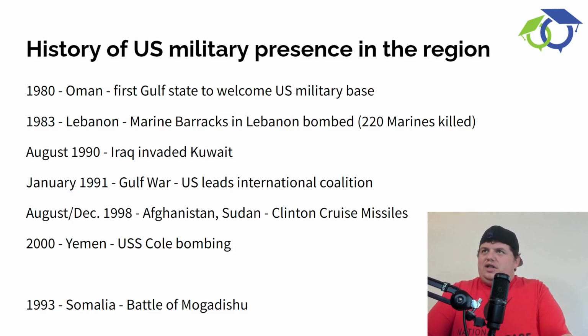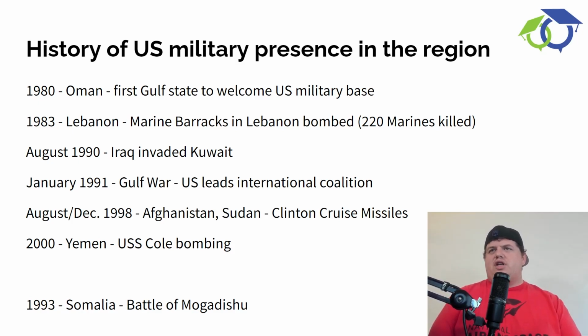Some other random presence that happened in the region: you might see mention of Clinton using cruise missiles against Afghanistan and Sudan in 1998, where he unsuccessfully tried to kill Osama bin Laden. Another military presence event that certainly shaped U.S. public opinion about presence in the region was when the USS Cole, a U.S. warship, a destroyer I believe, was bombed, and 17 Marines were killed as a result of this terrorist attack against the U.S. ship that was stationed in Yemen.